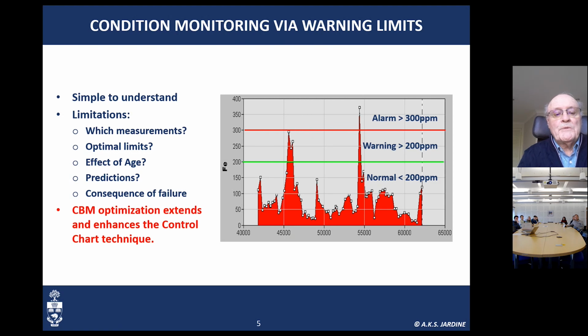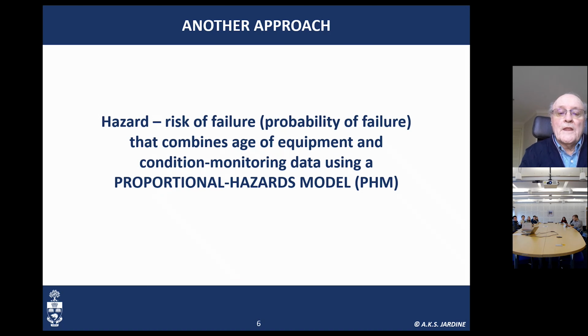So our work on CBM optimization just extends and enhances this control chart technique. It's just a different form of control chart that tries to take into account these limitations that I have highlighted on the left-hand side of the screen. The way to do this is to use the concept of hazard using a proportional hazards model, a PHM, which takes into account the age of the equipment and the condition measurements at the time of inspection.